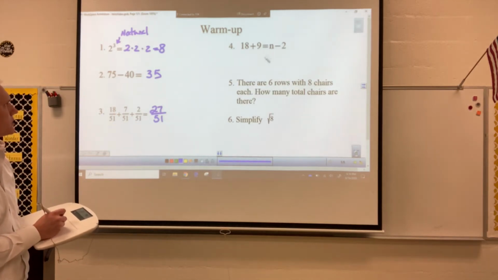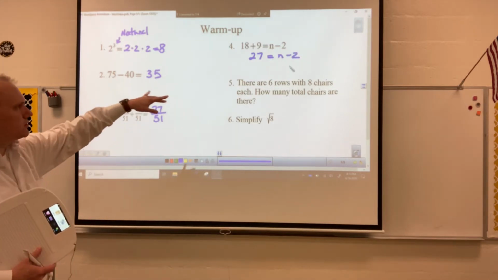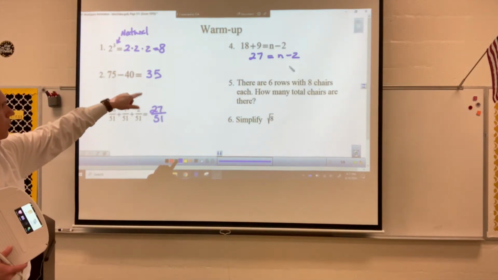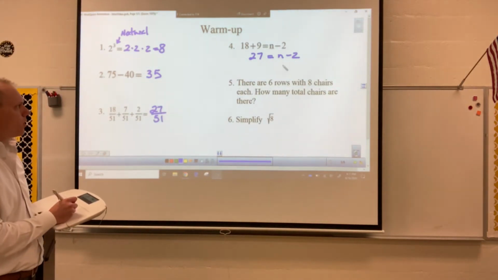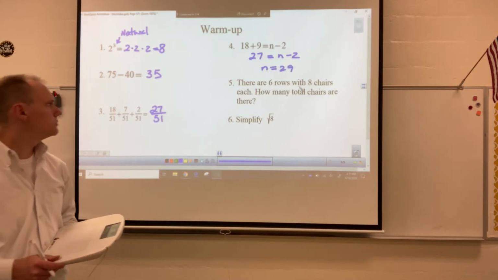All right, number 4. If we're solving this equation here, 18 plus 9 is 27. And then you can do this a number of ways. You can add 2 to both sides to keep the equivalent statement. Or you can think about, well, what number minus 2 gives us 27? And of course, that's going to be 29 minus 2.